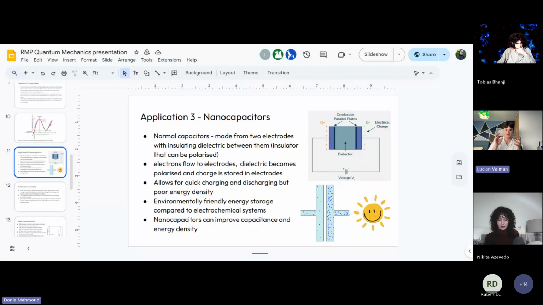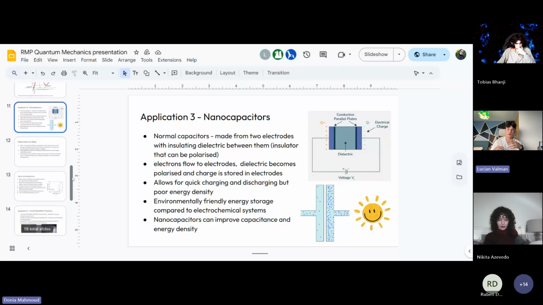gives it a positive and a negative side, which then repels electrons from the other electrode, which causes the flow through the circuit. And that charges the capacitor, so it stores energy in the form of charge, which can then be released as current when the voltage is removed.